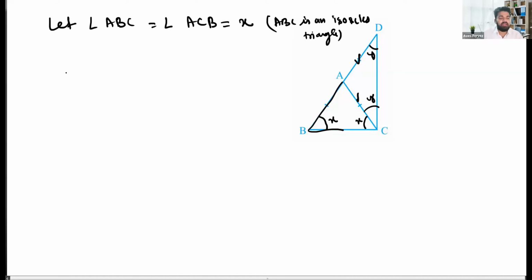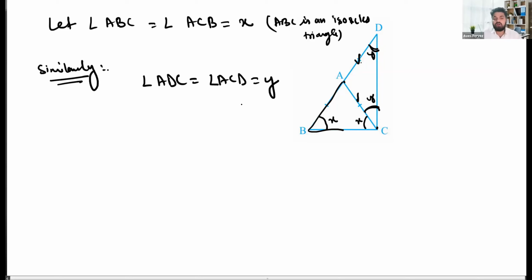Got it? And the next one: similarly, in triangle ADC, let angle ADC equal angle ACD, meaning this angle, ACD, equal to y.